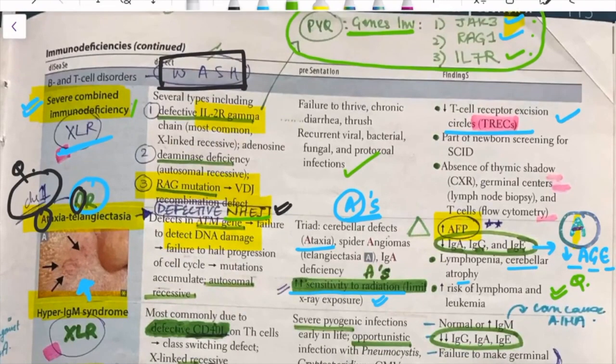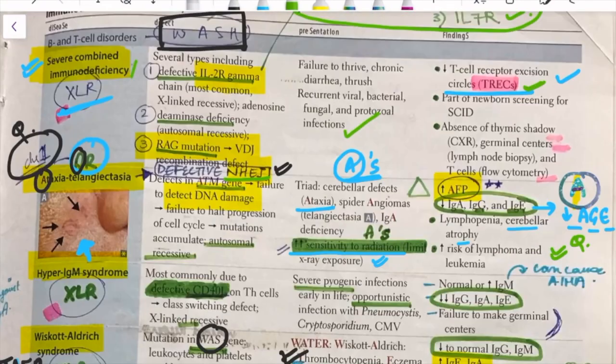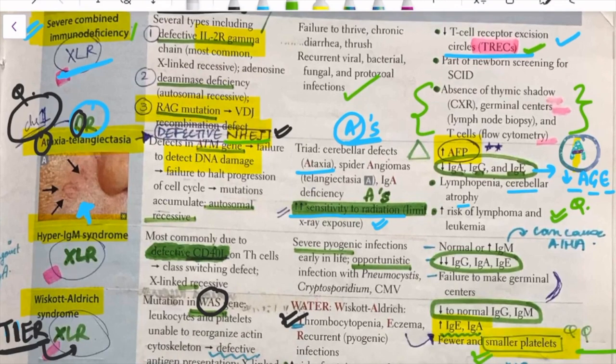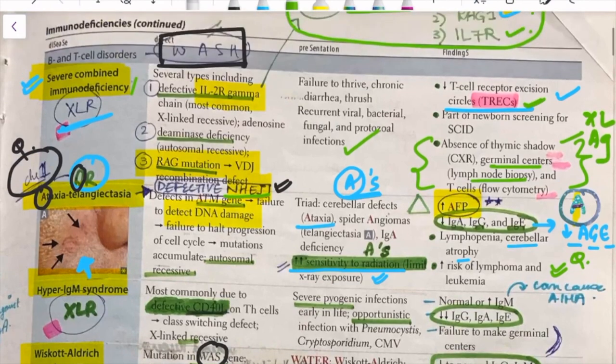Also, just a thing to remember, in SCID there is decreased TREC. Mainly the mutation has been asked till now, so you need to know that. This is an important topic, so just read this: the thymus shadow will also not be present, and there will be no germinal centers also. Germinal centers are also absent in which one? X-linked agammaglobulinemia. Okay, so next is WASH.